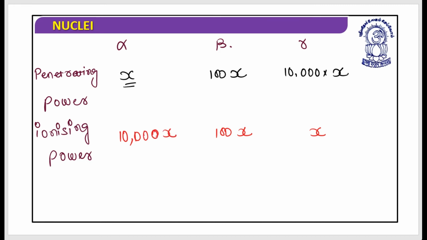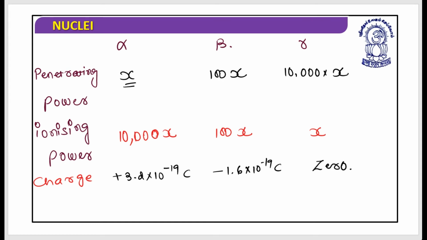Yes, this is the ionizing power. Let's discuss the charge they contain. The charge of an alpha particle is +3.2 × 10^-19 coulomb. A beta particle has a charge of -1.6 × 10^-19 coulomb. And the gamma particle's charge will be 0.